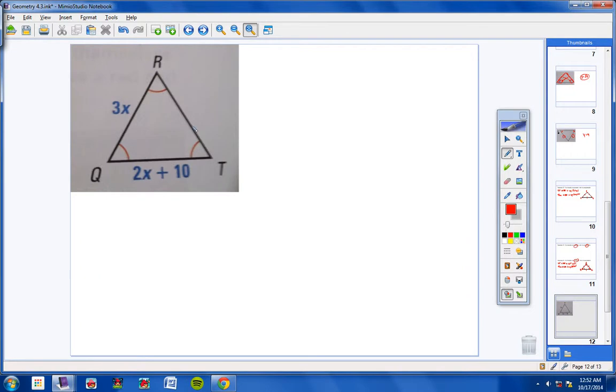Please copy this in your notes. Copy this down. Draw a triangle RQT, and then mark all three angles congruent. So put a slash in each angle of the triangle. And we're going to call one side 3x and the other side 2x plus 10. Now here's what we know. We're trying to solve for x. I want you to be able to solve for x.